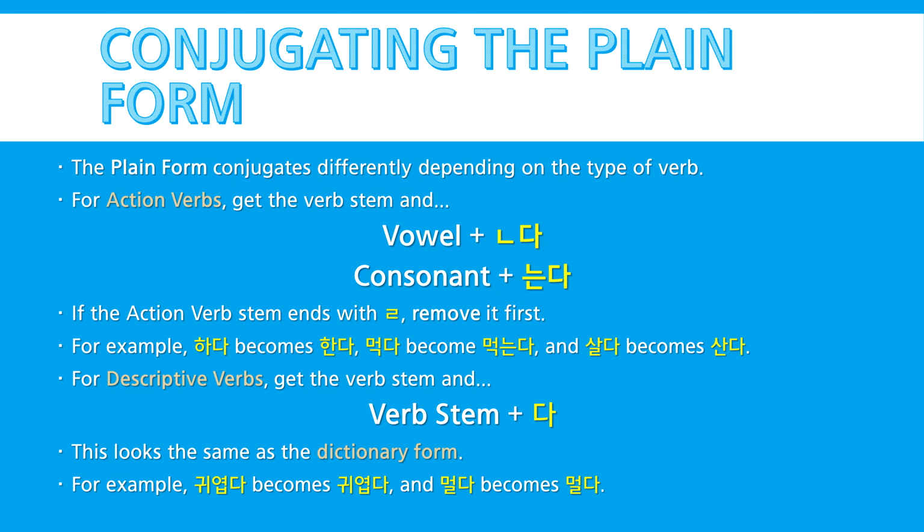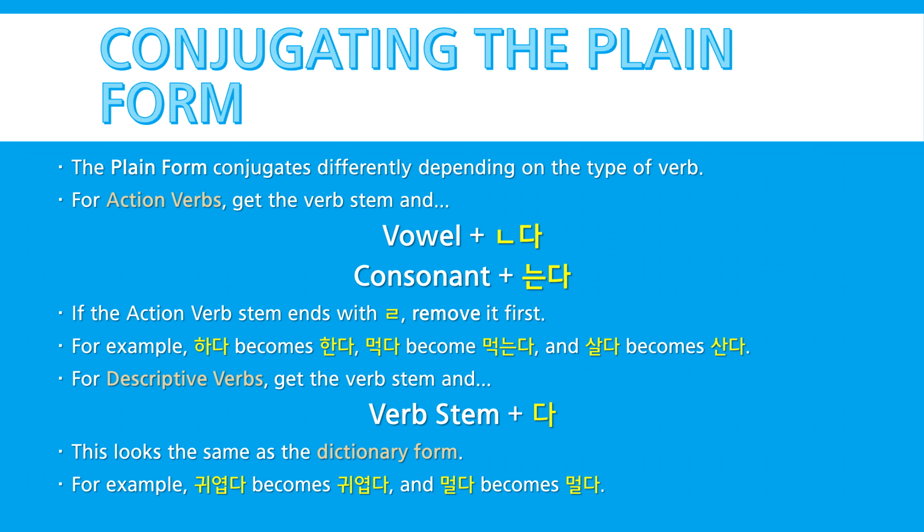The plain form conjugates differently depending on the type of verb. For action verbs, you'll get the verb stem and then, if it ends in a vowel, you'll attach ㄴ followed by 다, or if it ends in a consonant, you'll attach 는다. If the action verb stem ends with ㄹ, remove that first. For example, 하다 becomes 한다. 먹다 becomes 먹는다, and 살다 becomes 산다.